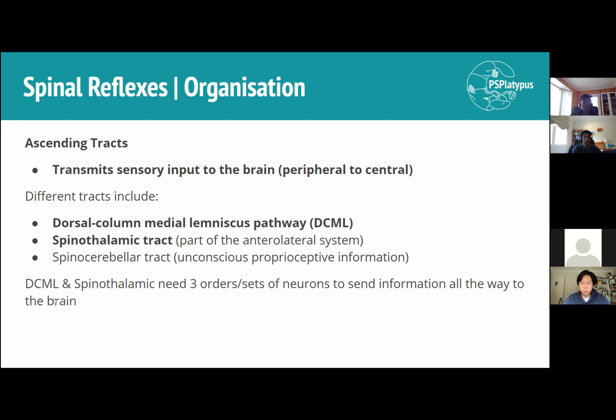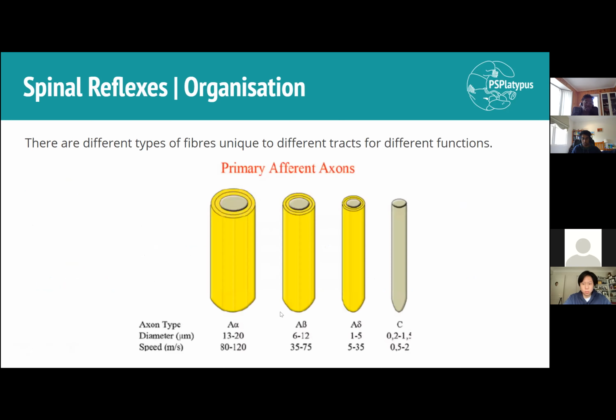So this DCML highway basically needs three sets of neurons that all the information passes through to the brain. Spinothalamic, same story. It needs three different neurons as it passes through the spinal cord towards the brain. And there are different types of axons for afferent fibers. They're unique to different tracts, and since they're unique to different tracts, they're also unique to different functions.